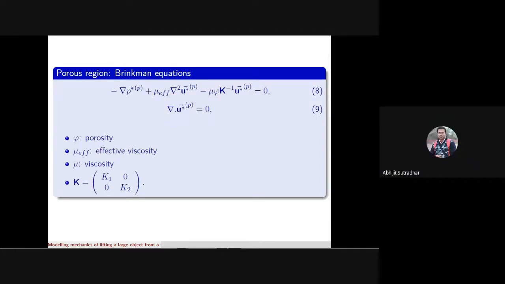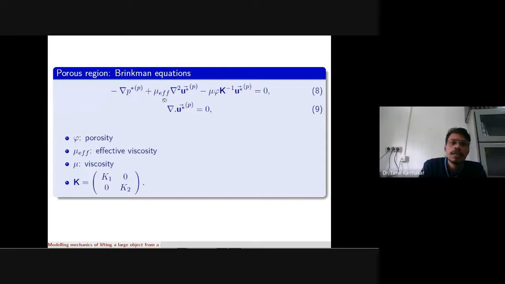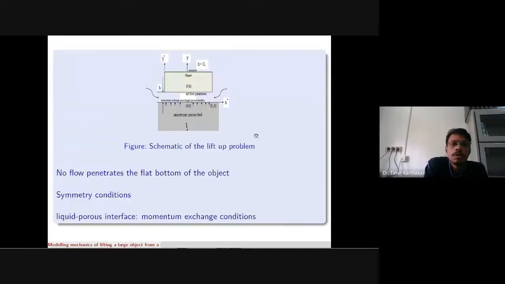Why have you considered an effective viscosity? Actually, effective viscosity and fluid dynamic viscosity are not in general equal when we discuss porous media. The effective viscosity will depend on the porous media, so if we change the porous media, the effective viscosity will change accordingly. So there is definitely a relation between the effective viscosity and the fluid dynamic viscosity. To account for that, we have taken this different. Okay, thank you. So this is the typical geometry.